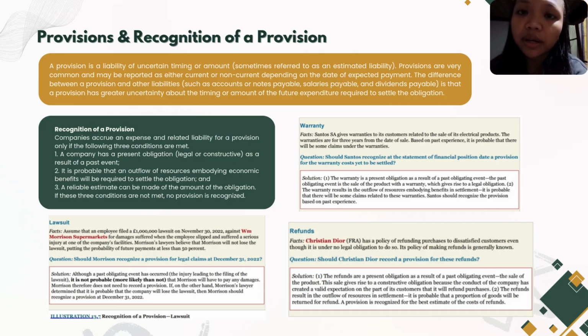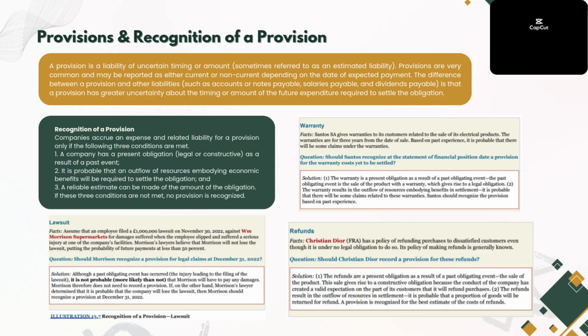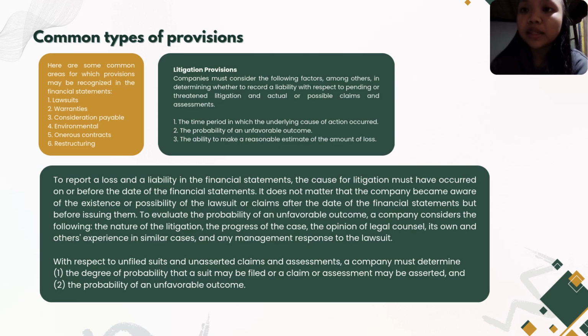Here are the three examples of provision. There are warranty, lawsuit, and refunds. Next is the common types of provision. Here are some provision recognition in financial statement. First is lawsuit, second warranties, third consideration payable, fourth environmental, fifth onerous contract, sixth is restructuring.